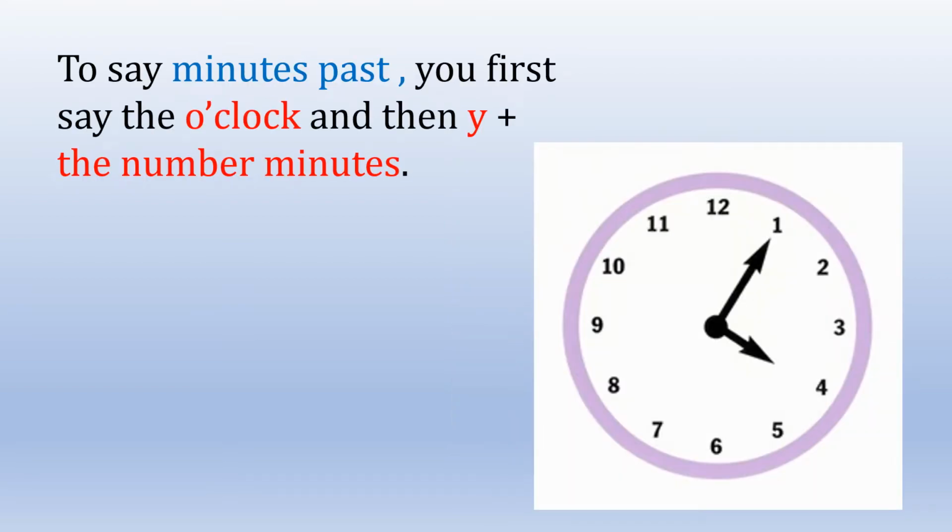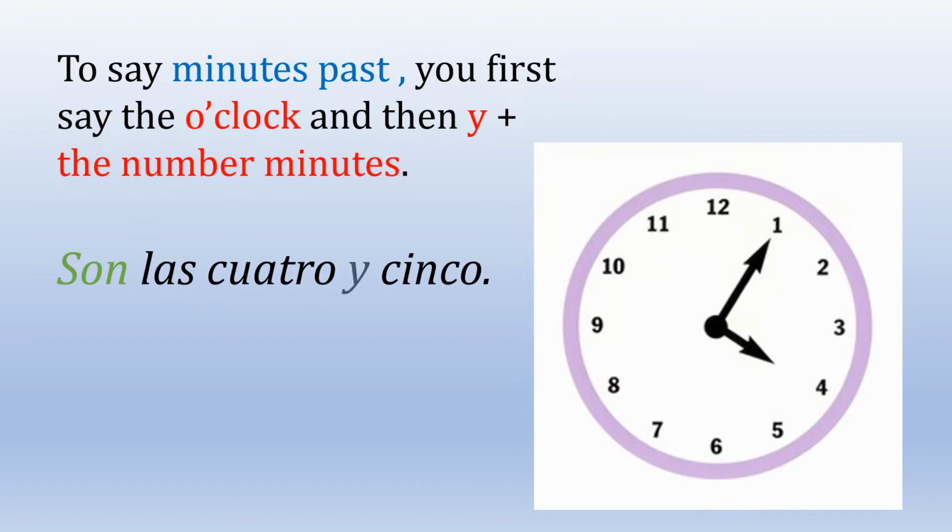So we know how to say it's 1 o'clock, 2 o'clock, 3 o'clock, but how do we say minutes past? You first say the o'clock and then y, the Spanish word for and, plus the number of minutes. So 5 minutes past 4 would be son las 4 y 5.